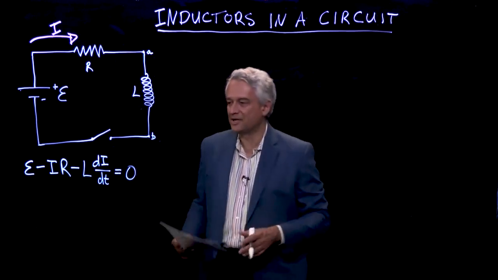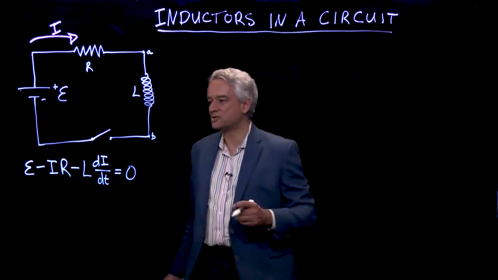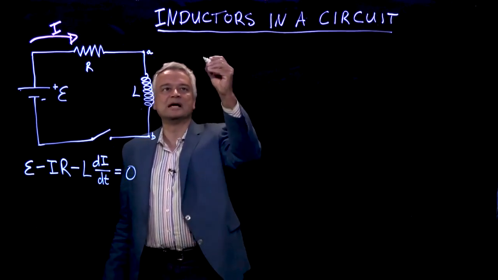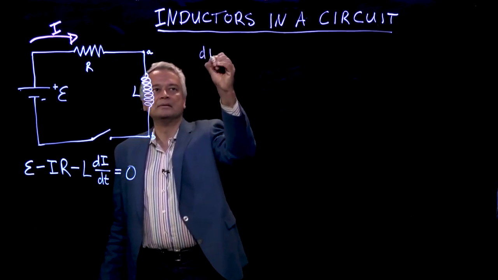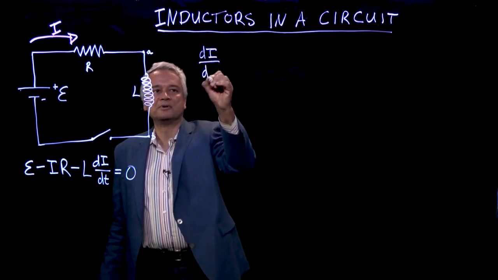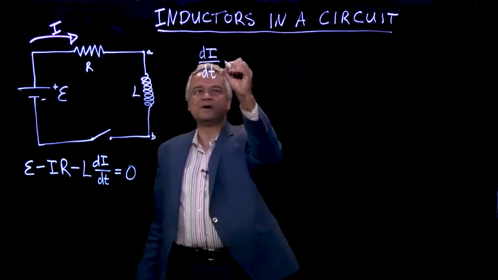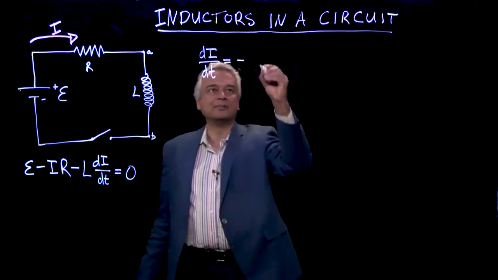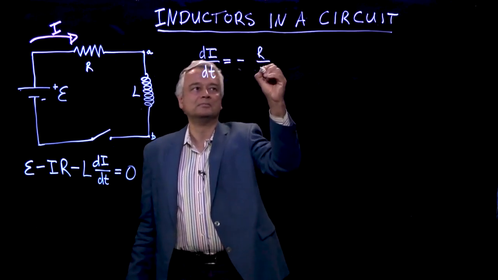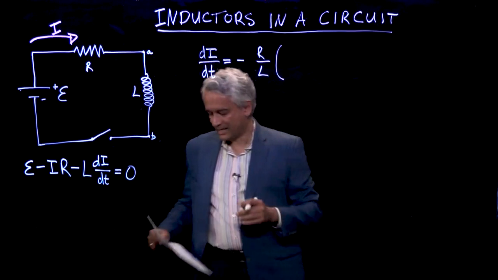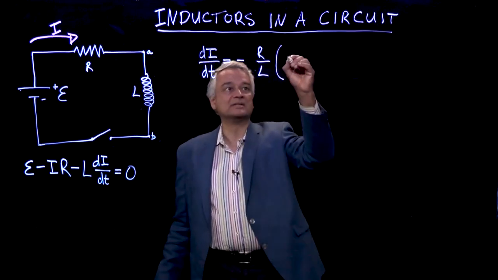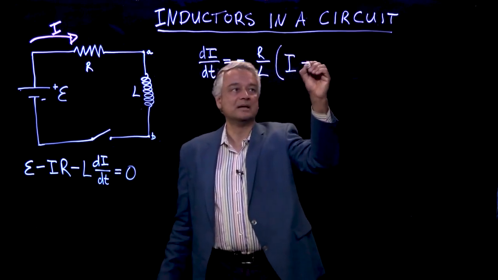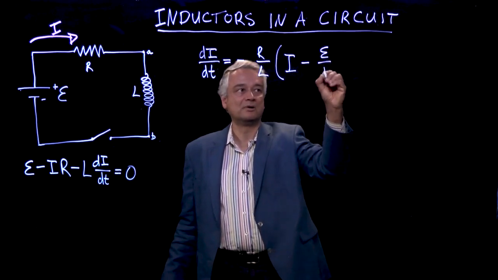So now we're going to solve the equation. How do we solve the equation? Well, I'm going to rewrite it as an equation for di/dt, and I'm going to rewrite it as follows. Instead of writing 1 over L, I'm going to write R over L. And then what I have in these parentheses is I minus epsilon over R.